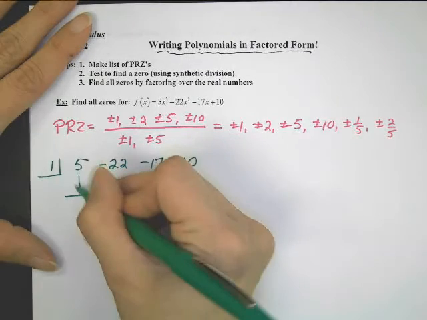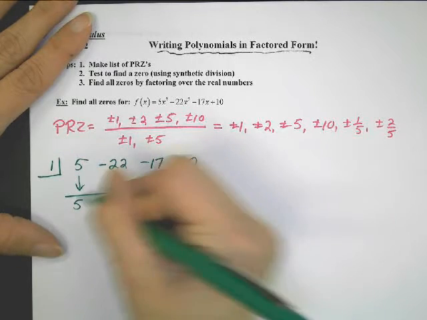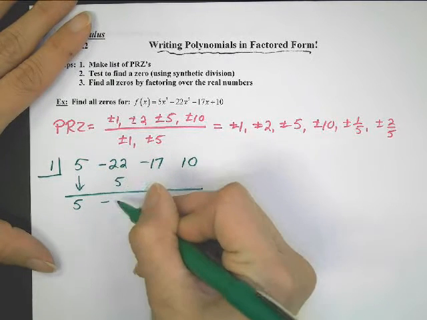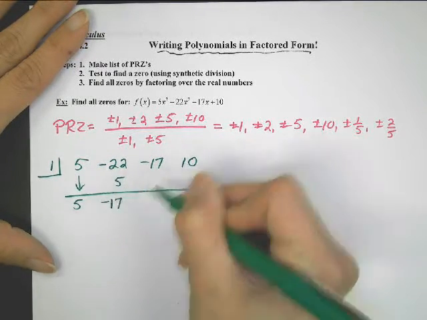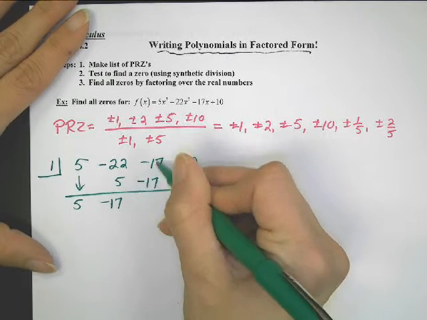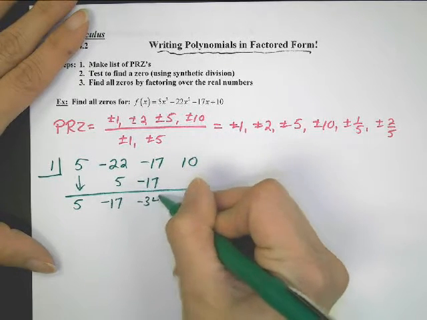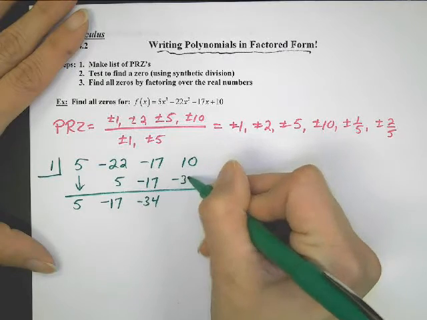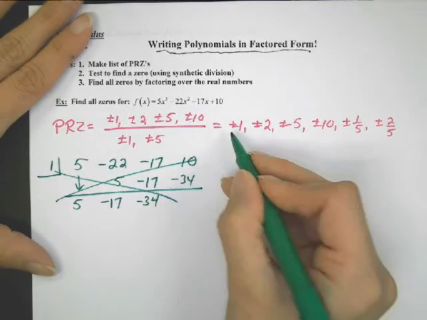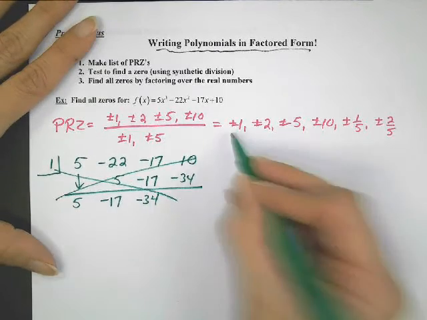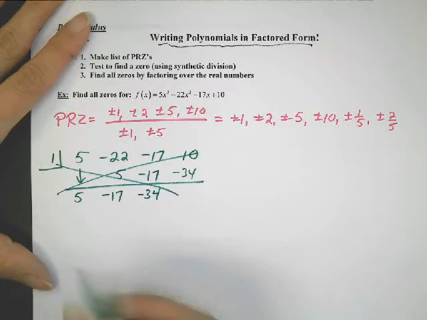Okay, here we go. Drop down 5. 5 times 1 is 5. Negative 17 and negative 17 is negative 34. Oh, that is not working. Okay, 1 does not work. Let's try negative 1.